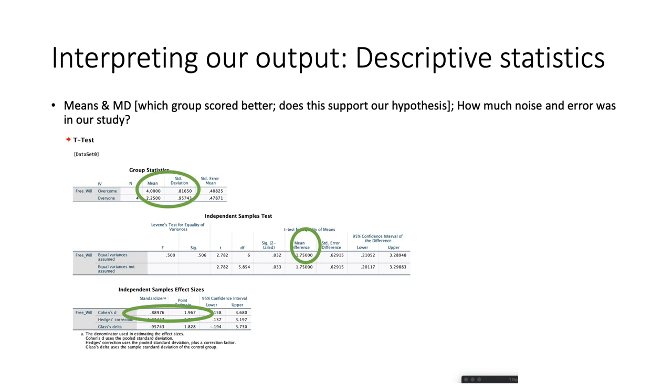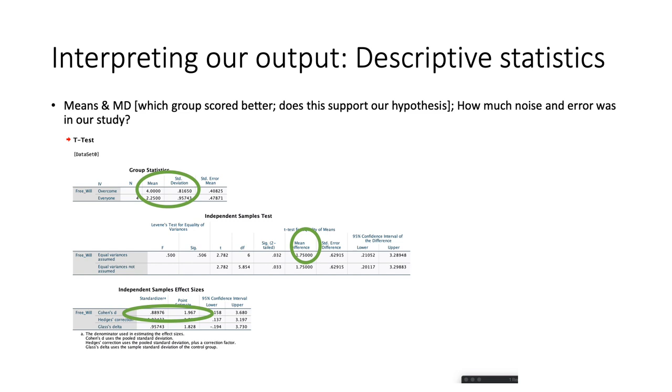Then the next important descriptive statistic is our mean difference. Our mean difference is 1.75. If you followed along with me and set everything up correctly, positive numbers support your hypothesis. My hypothesis is correct. My positive mean difference suggests that people in the overcome condition had higher beliefs in free will than people in the everyone is prejudiced condition.